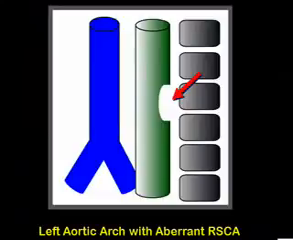Schematically, the aberrant right subclavian artery passes posterior to both the esophagus, which is shown in green in these diagrams, and the trachea in blue. I don't wish to imply by the sharp angles of this defect that this produces an intraluminal defect in the esophagus. It's an extrinsic compression.